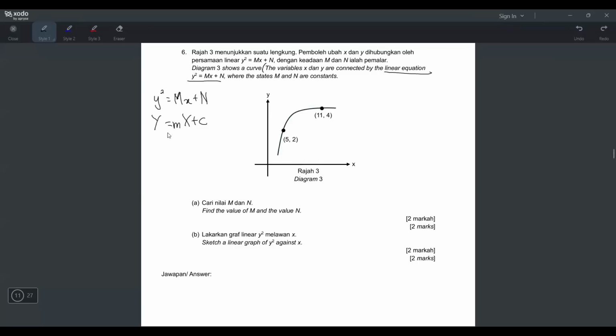But they give us a value here, and in part A they say, find the value of m and n. We all know the big M here is the gradient, and the big N here is the y-intercept. But you cannot tell me, oh sir, just take these 2 points and find the gradient, 4 minus 2 over 11 minus 5. Wrong, cannot. This M is the gradient for a straight line. This is not a straight line. You cannot take these 2 points and do it like that, right?